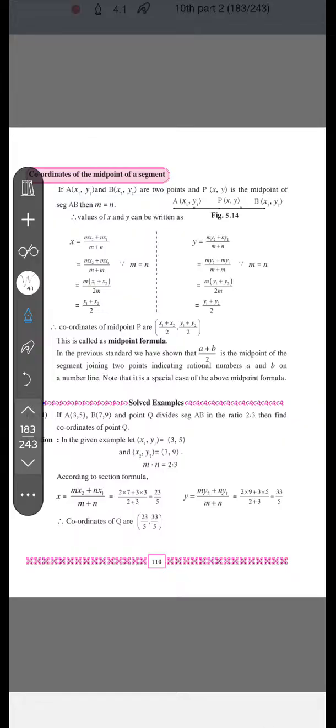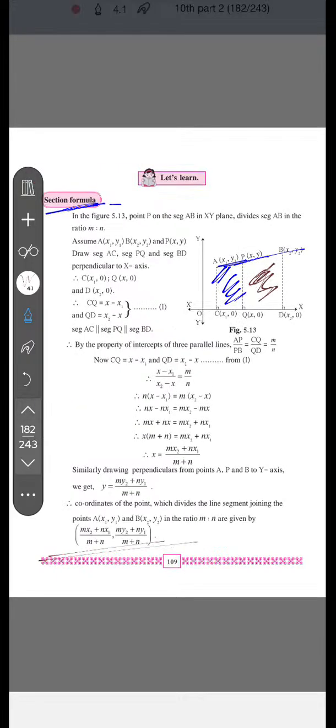Some more are there, and there is also one more formula we have to understand, that is the midpoint one. Two formulas here we have to understand and remember. See, if any line is divided into two or more parts, then at that time we can apply the section formula there.